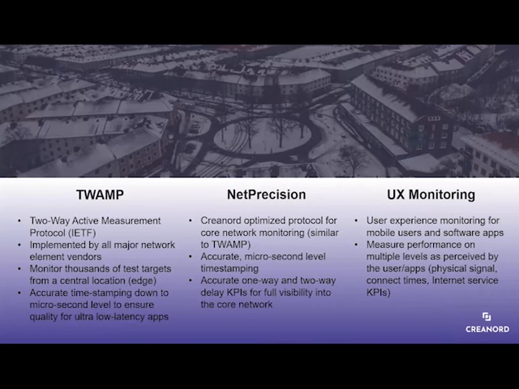So if we have a deeper look at this, we have the TWAMP protocol, two-way active measurement protocol, defined by the IETF. Nowadays, it is implemented in, you can say, all of the major network element vendors' equipment, and it allows you to monitor thousands of test targets from a central location. So it is also very efficient to deploy just one central probe and monitor a large part of the network. And with TWAMP, you really get timestamping down to the microsecond levels that you need for these scenarios.